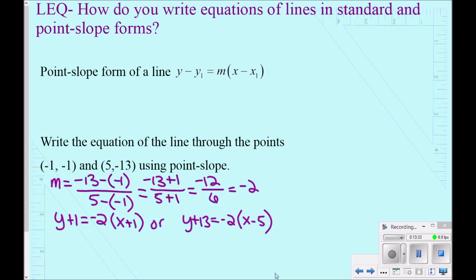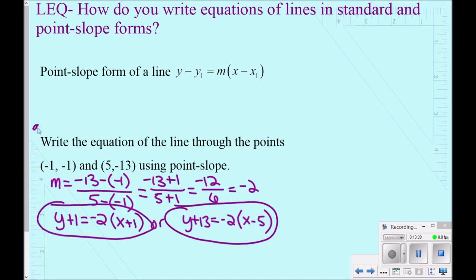Okay, so those are my answers. Now, once again, even though that was all the directions asked for, I'm going to add a part B, and that is put your equation in standard form. Okay, so let's do that as well. So I'm just going to take the one on the left here.